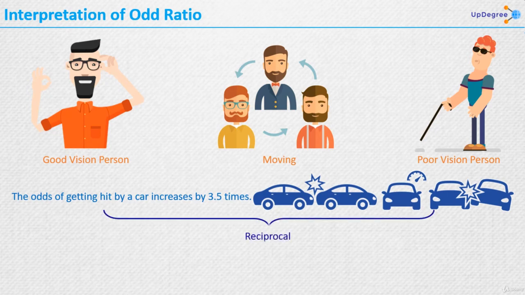And if we take the reciprocal of it, that is, if we do odds good by odds poor, then the interpretation will be, when I am moving from a poor vision person to a good vision person, the odds of getting hit by a car will change by 0.3 times.